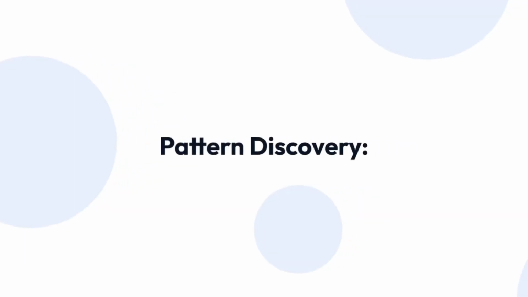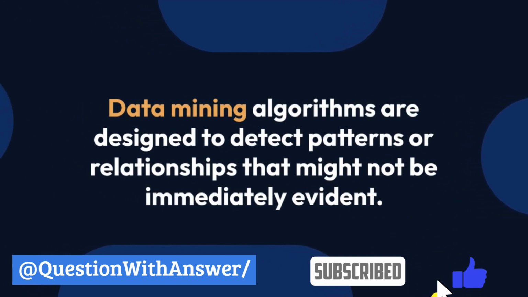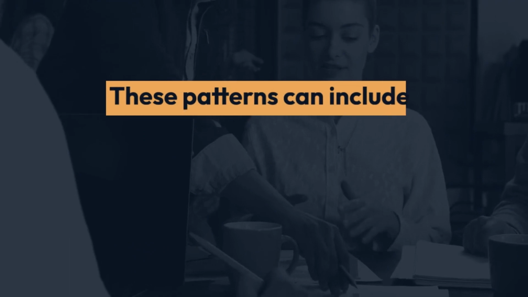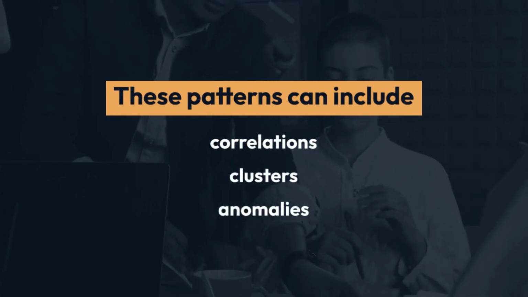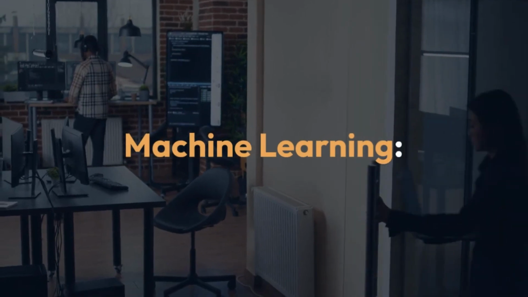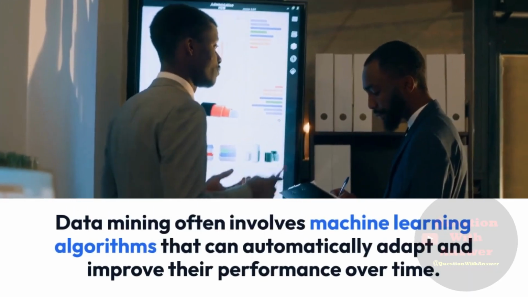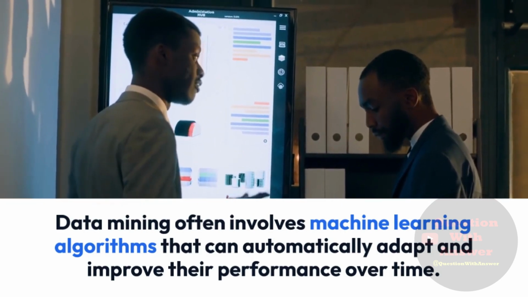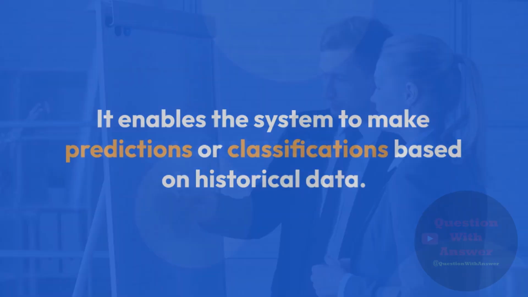Pattern discovery. Data mining algorithms are designed to detect patterns or relationships that might not be immediately evident. These patterns can include correlations, clusters, and anomalies within the data. Machine learning. Data mining often involves machine learning algorithms that can automatically adapt and improve their performance over time. It enables the system to make predictions or classifications based on historical data.